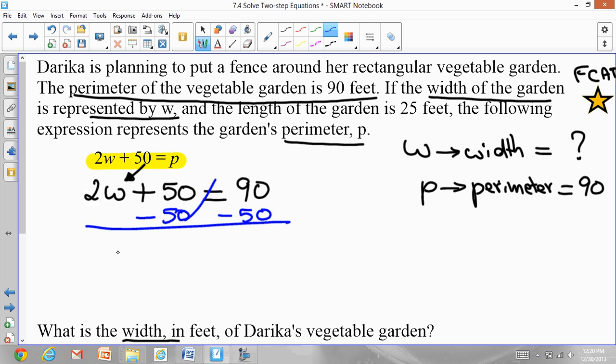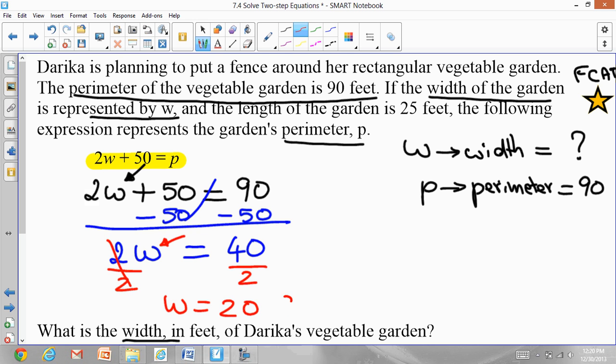Cancel. You get 2W equals 90 minus 50 is 40. And the next step is you want to find W. So divide by 2, divide by 2. Cancel. W equals 20 feet. 40 divided by 2 is going to give you 20.